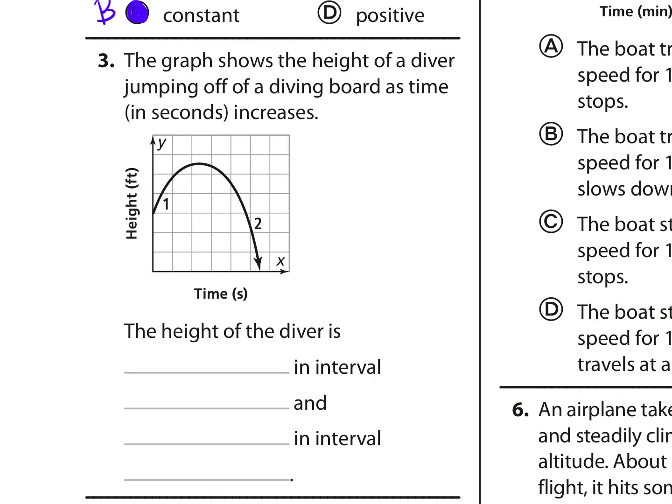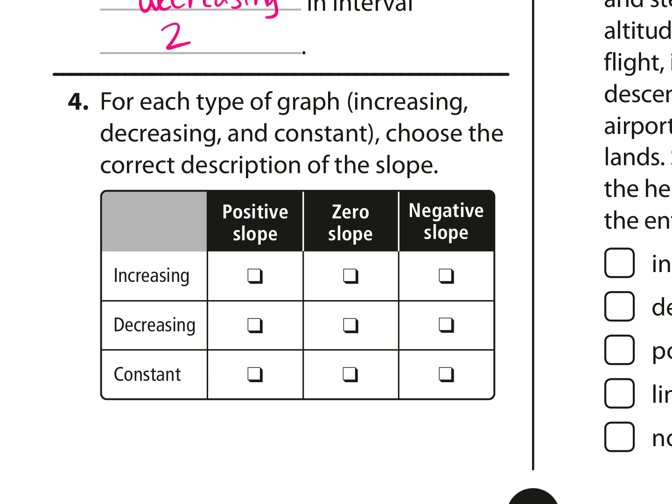Number 3, the graph shows the height of a diver jumping off of a diving board as time in seconds increases. The height of the diver is increasing in interval 1. And in interval 2, it's decreasing. So decreasing in interval 2. Number 4, we're matching the types of graphs with the slopes. If it's a positive slope, then it's increasing. Decreasing would be a negative slope, and constant is a 0 slope.